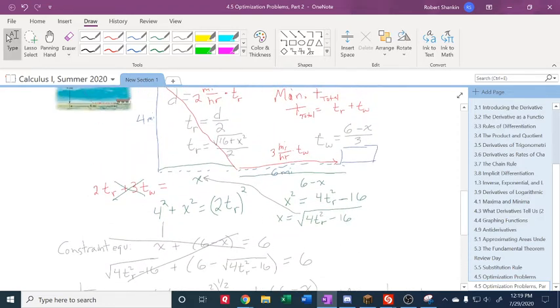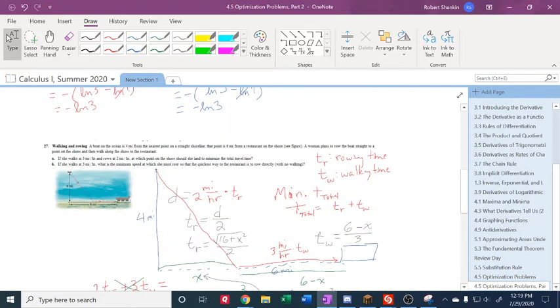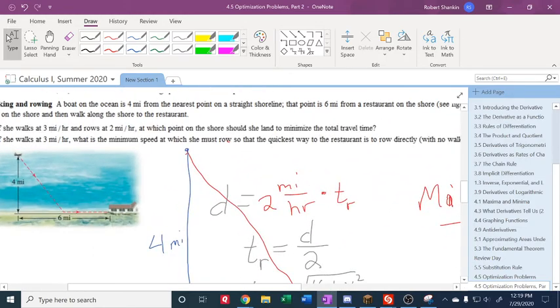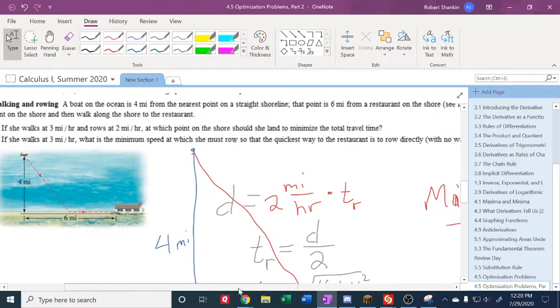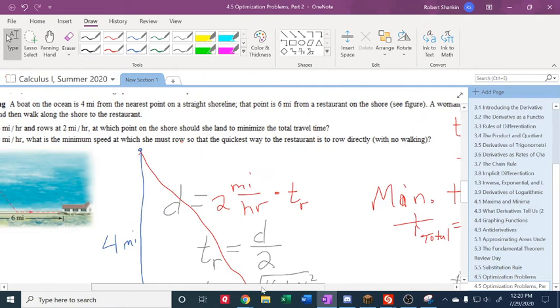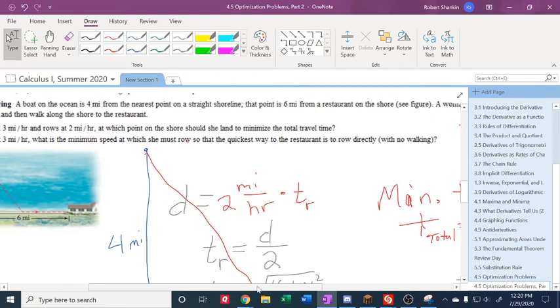And we come back to part B now. If she walks 3 miles an hour, what's the minimum speed at which she must row so that the quickest way to the restaurant is to row directly with no walking?